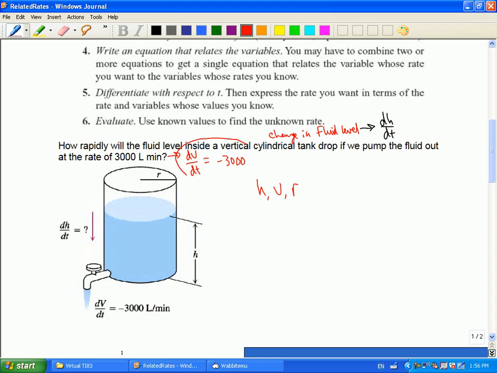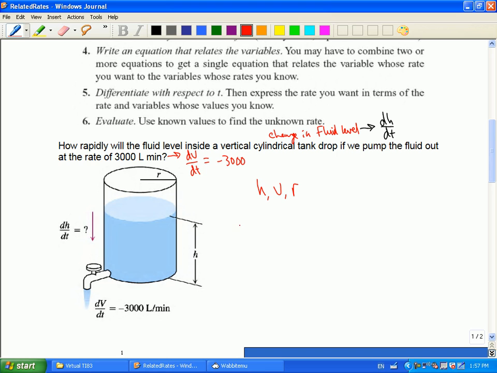The volume here, this part? No, the bottom part, dV over dt. That states that we're losing 3,000 liters per minute, right? That's just talking about the volume, though. It's not going to tell us anything about the height, unfortunately. So right now, all I'm trying to do is connect these things together. So does anybody remember? Cylinder equation?